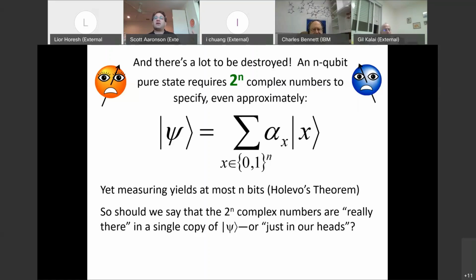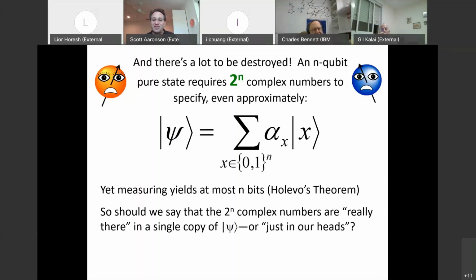Notice that if we were talking about a probability distribution over n-bit strings, then we might be tempted to say, well, there aren't really 2 to the n parameters, right? There's just a single string of n bits, and it's simply that we don't know which string it is, and therefore we represent our ignorance of that string using a probability distribution, which is a list of 2 to the n real numbers.